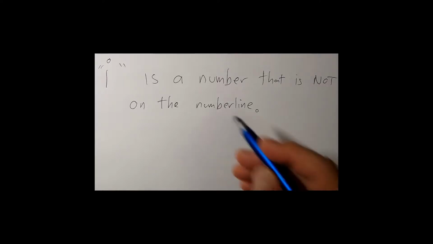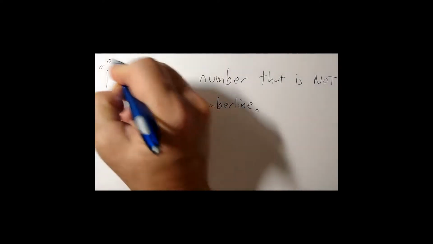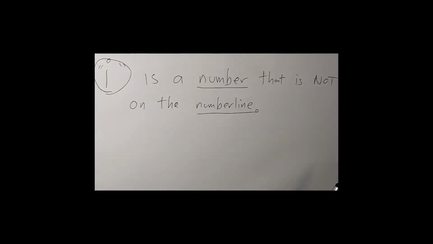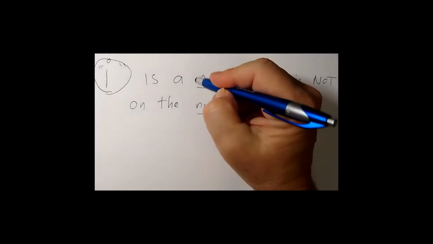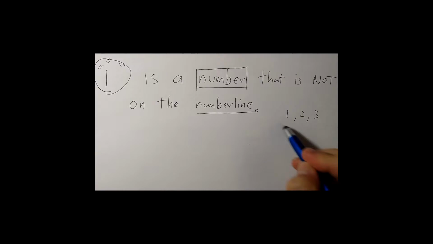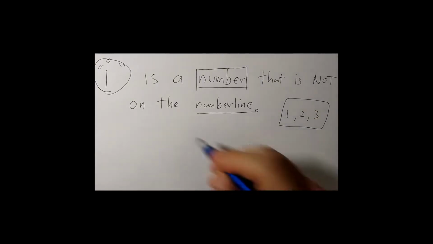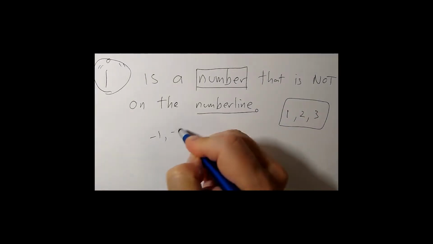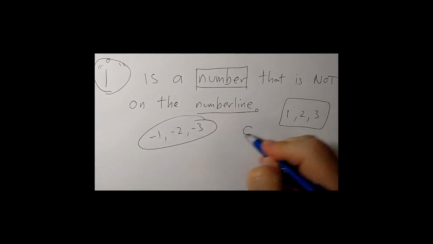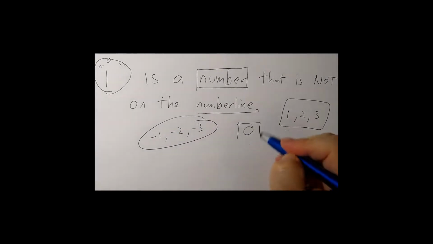Okay, so this is the question: why is i a number that's not on the number line? That's what I want to talk about, because when we think about a number, we think about numbers like 1, 2, 3. Those are numbers, and they're all on the number line. And then we also think about -1, -2, -3, and of course they're on the number line. 0 is a number, and that's on the number line.